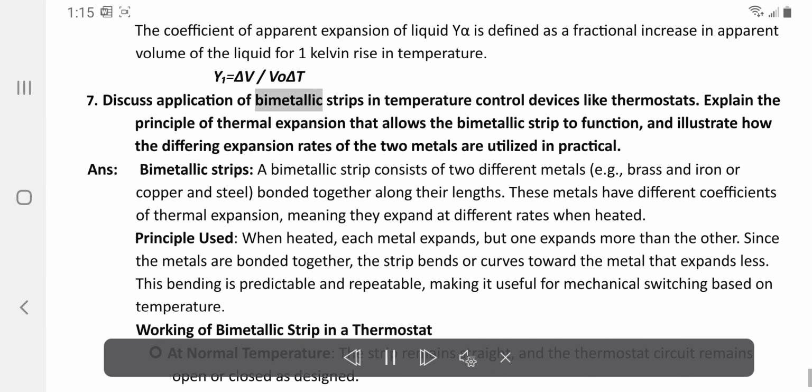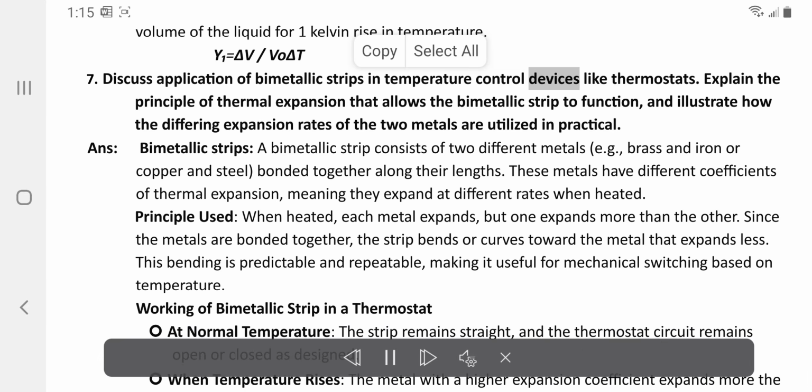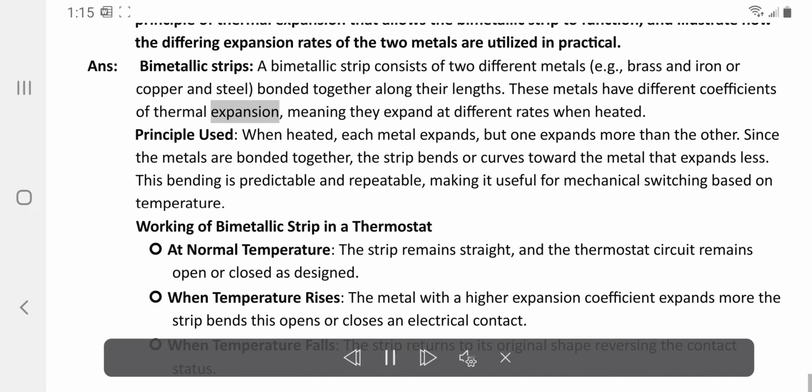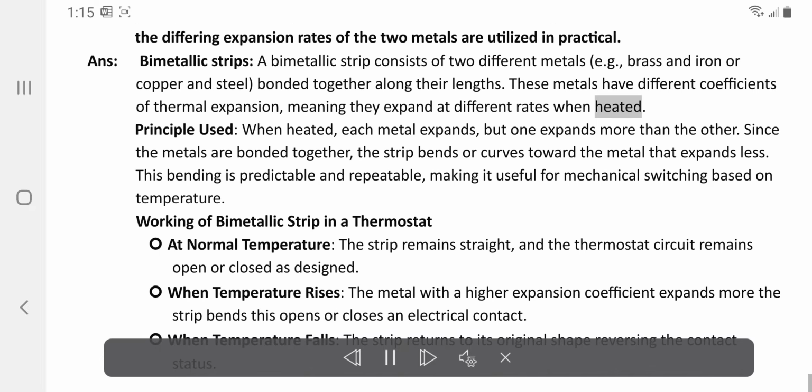Discuss application of bimetallic strips in temperature control devices like thermostats. Explain the principle of thermal expansion that allows the bimetallic strip to function, and illustrate how the differing expansion rates of the two metals are utilized in practice. Answer: bimetallic strips. A bimetallic strip consists of two different metals, e.g., brass and iron or copper and steel, bonded together along their lengths. These metals have different coefficients of thermal expansion, meaning they expand at different rates when heated.